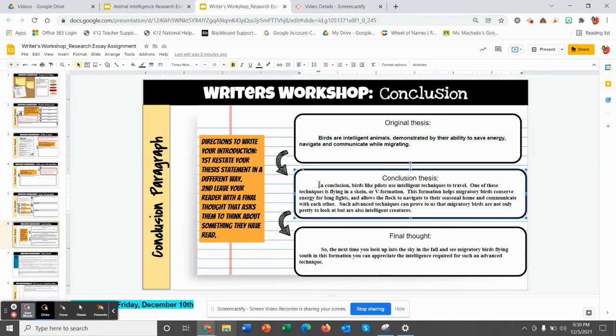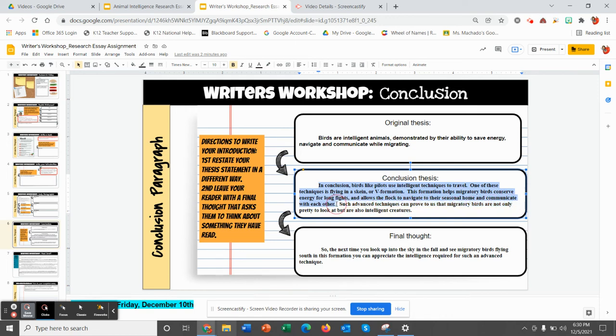In my conclusion thesis, I'm going to start it with the words "in conclusion" that signals to my reader that my essay is ending. And I said, birds, like pilots, use intelligent techniques to travel. One of these techniques is flying in a skein or V formation. This formation helps migratory birds conserve energy for long flights and allows the flock to navigate to their seasonal home and communicate with one another.